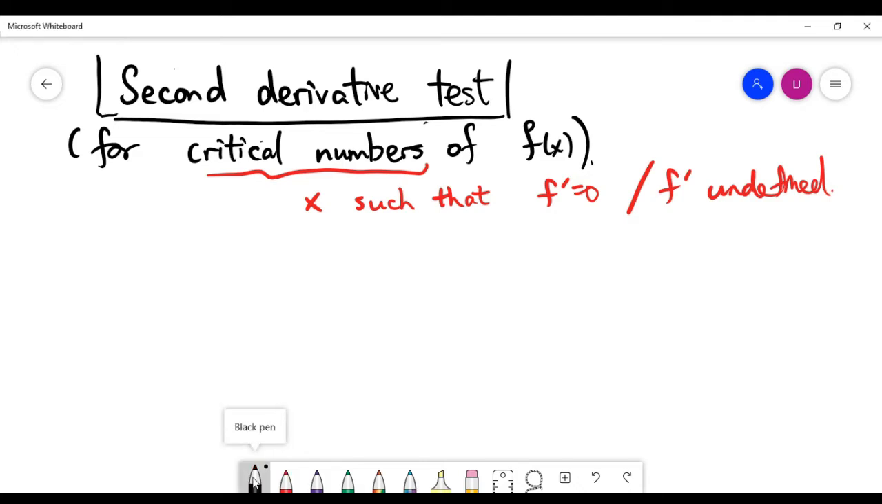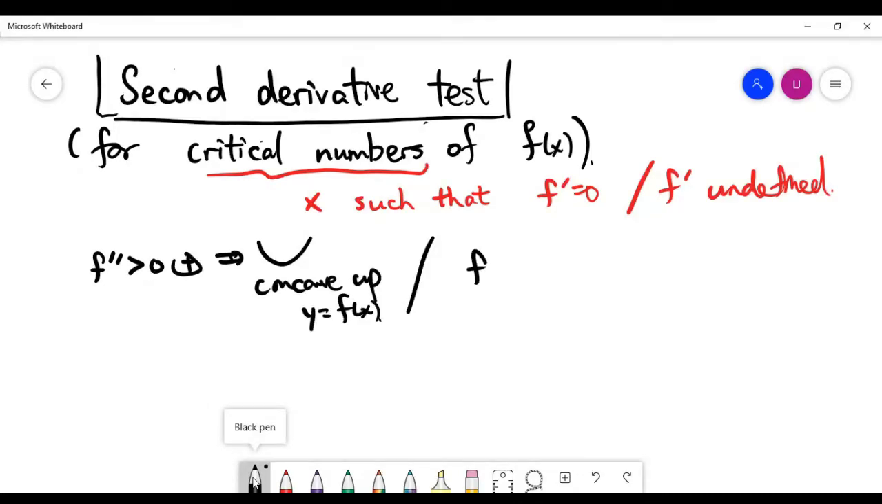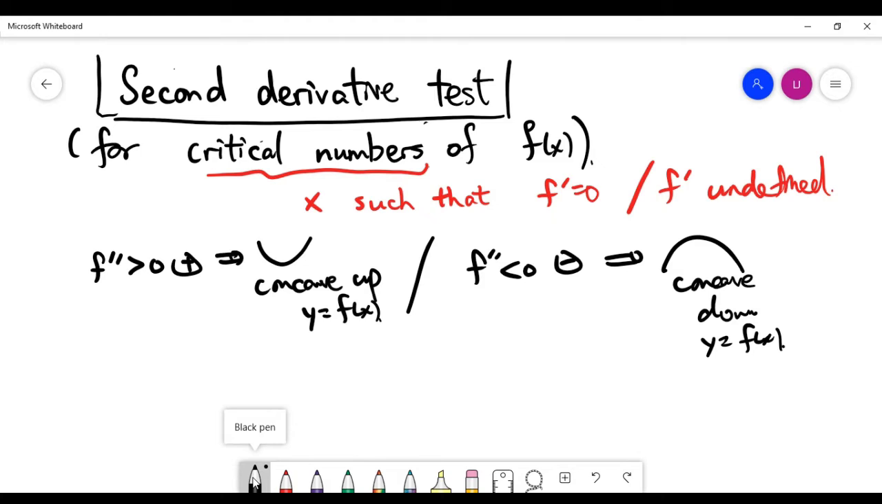The reasoning behind the second derivative test is that, if you recall, if you're able to find f double prime, which is the second derivative, and f double prime is positive, we expect the shape to be concave up for the graph of y equals f of x. And similarly, if f double prime is negative, we expect the shape to be concave down for the graph of y equals f of x. And we'll make use of this property to test what's happening for a critical number.